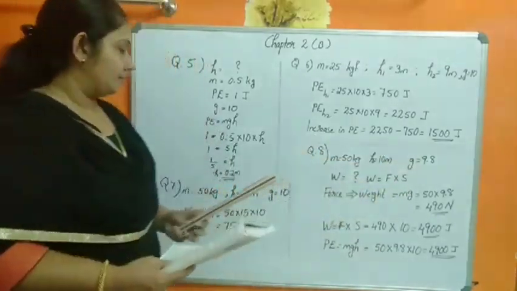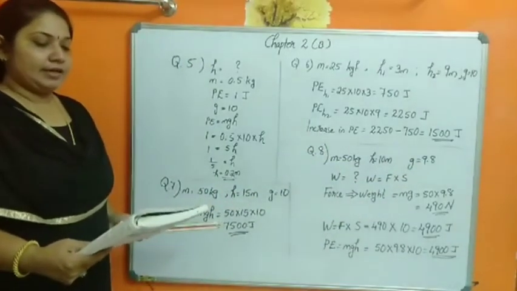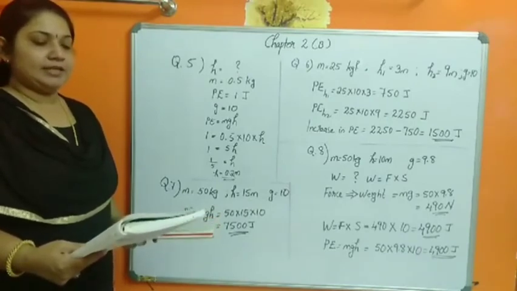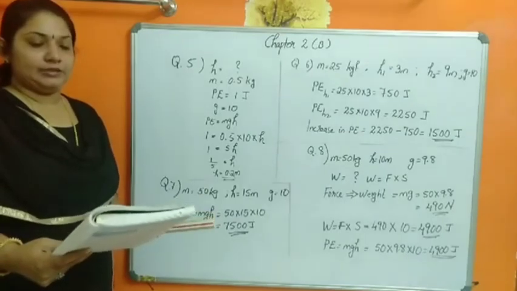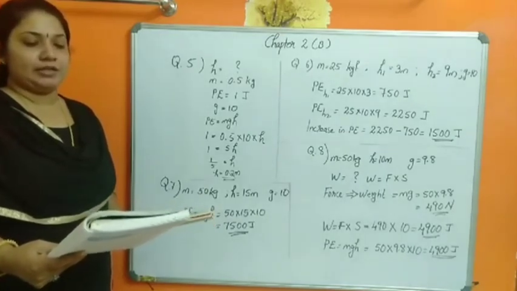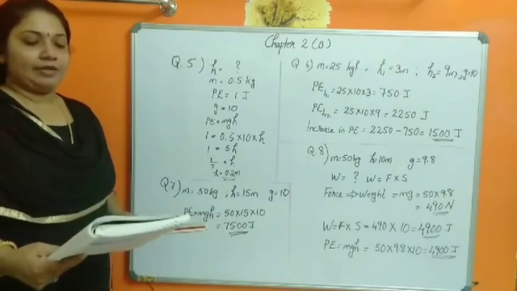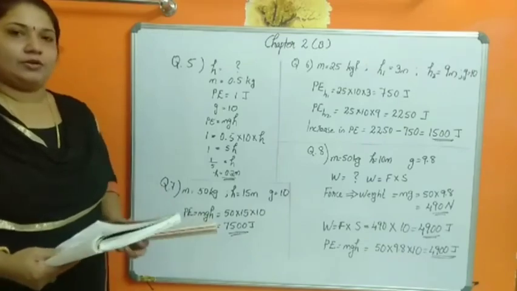Question number 7. Here you can see question number 7. A vessel containing 50 kilogram of water is placed at a height 15 meter above the ground. Assuming the gravitational potential energy at the ground to be 0, what will be the gravitational potential energy of the water in the vessel? Take g is equal to 10.